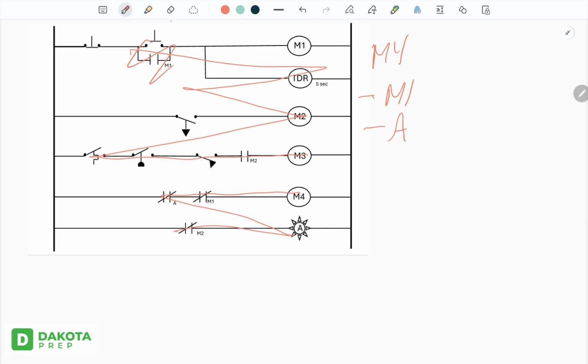All right. I hope this helps. Oh, that was terrible handwriting. That's supposed to be an H. There you go. Ladder diagrams. Ta-da!